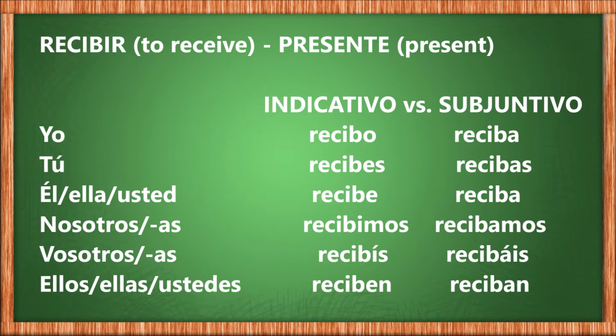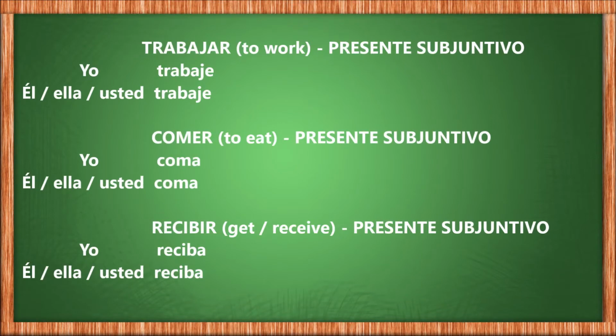And we have good news! Finally, with all the Spanish verbs, the first and third person singular have in presente subjuntivo the same conjugation. That means yo, él, ella, and usted are always conjugated here in the same way.